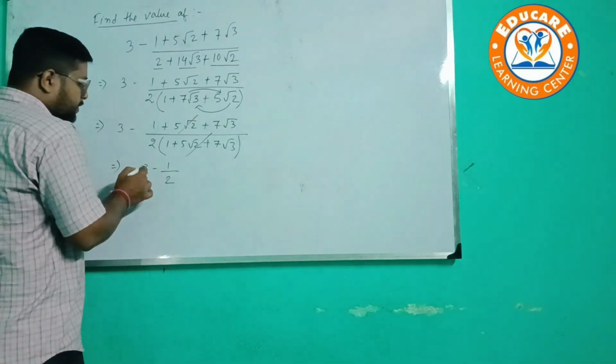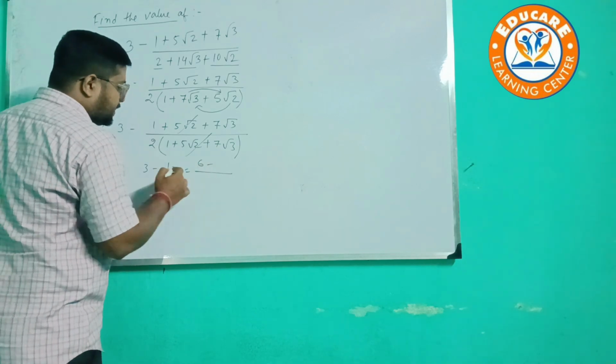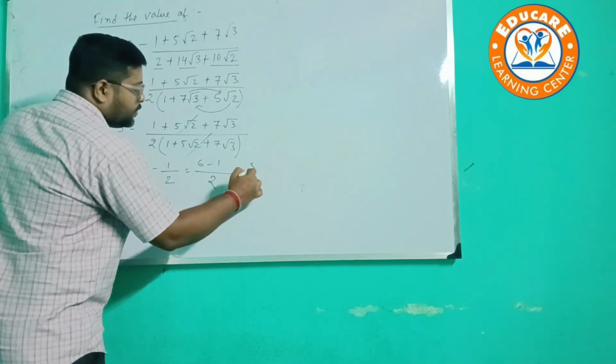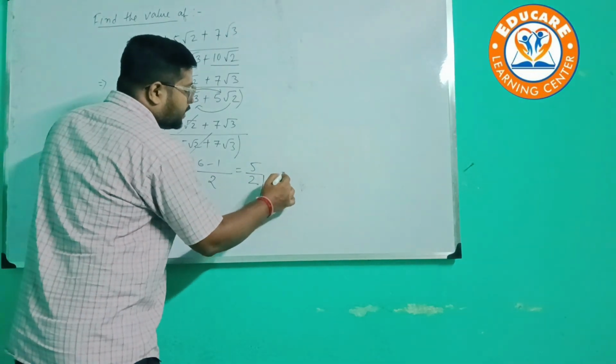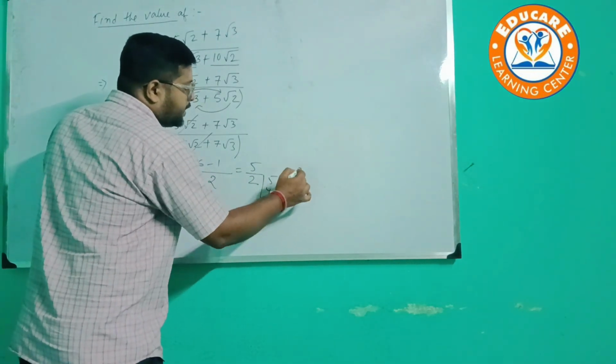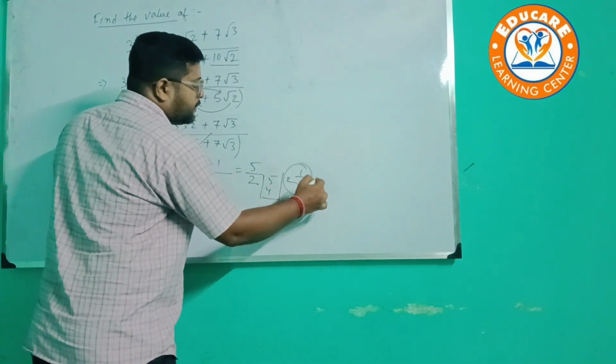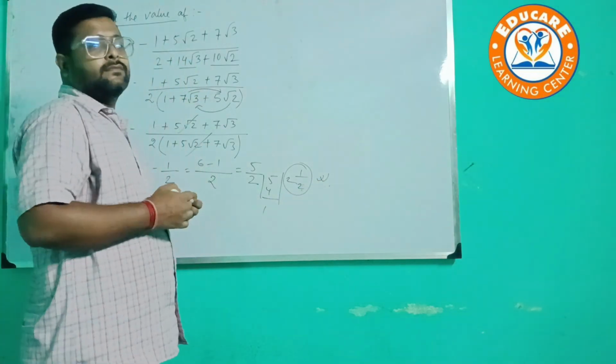Now it's very easy. 3 into 2, that is 6 minus 1 by 2. So 5 by 2. Now if you convert it into mixed fraction, we get 2 1 by 2, and this is our final answer. Done.